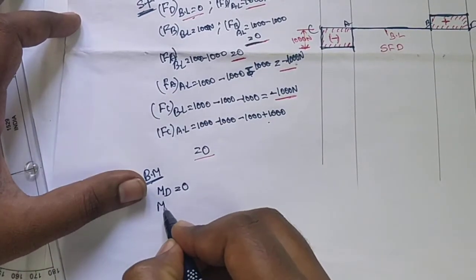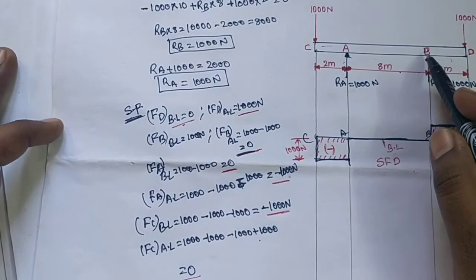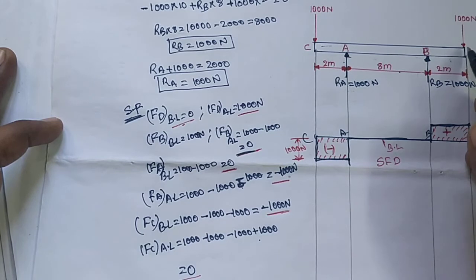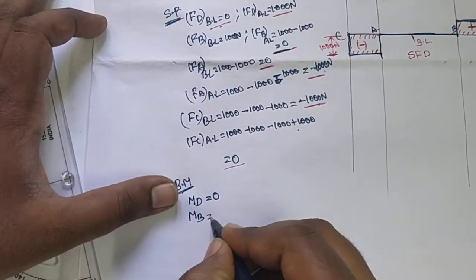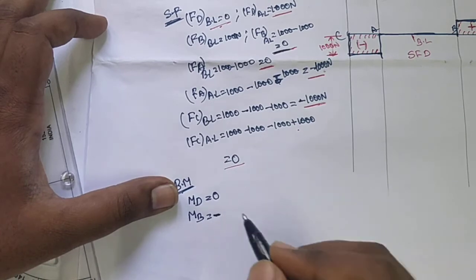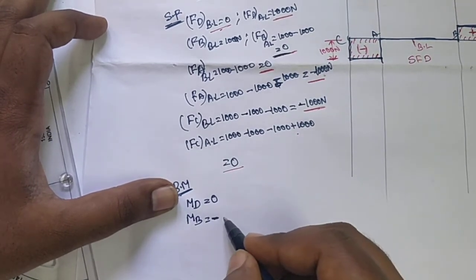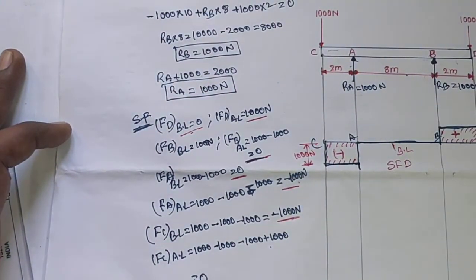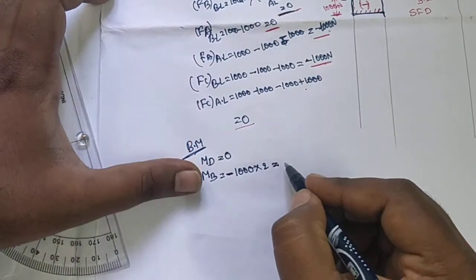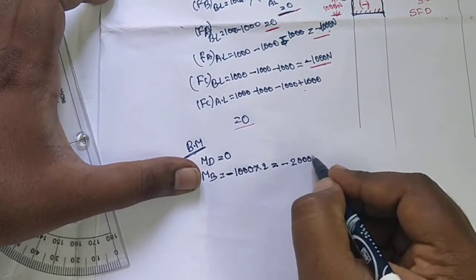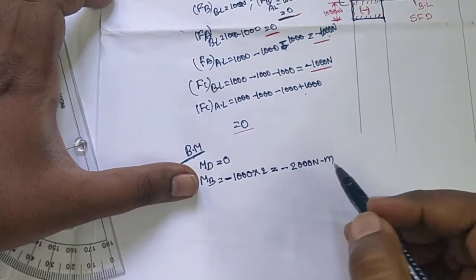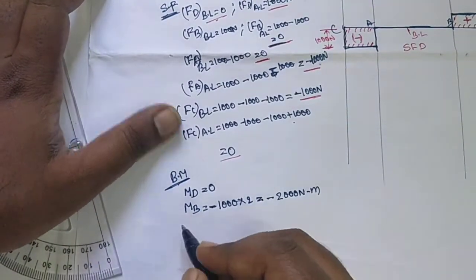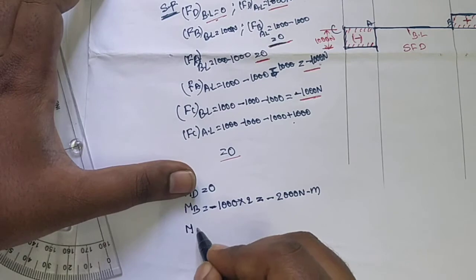Next, the bending moment at point B. On the right side of point B there is one shear force, acting at a distance of 2 meters from this point. The load is 1000 newtons. The 1000 newtons is acting clockwise, so it is taken as negative: minus 1000 into the distance of 2. So the value is minus 2000 Newton meter. Here the load is in newtons and the distance is in meters, so the unit for bending moment is Newton meter.